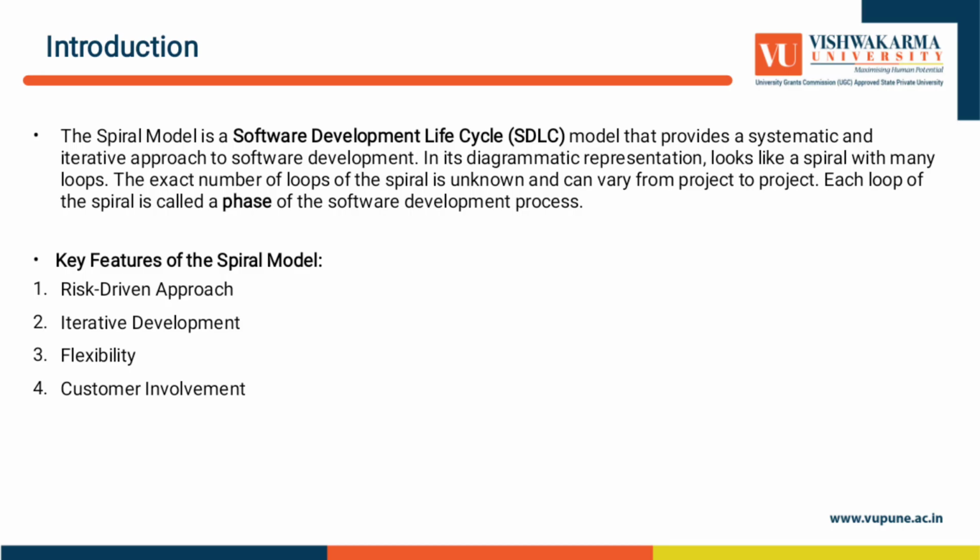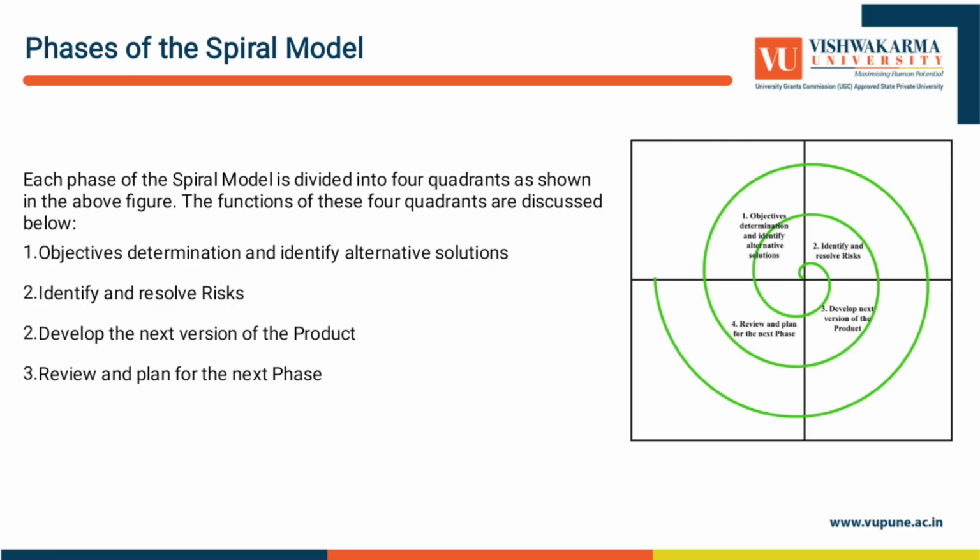Now we will see what are the phases of the spiral model. Each phase of the spiral model is divided into four quadrants as shown in the above figure. The functions of these four quadrants are discussed below. They are objectives determination and identify alternative solutions, identify and resolve risks, develop the next version of the product, review and plan for the next phase. First, objectives determination and identify alternative solutions.